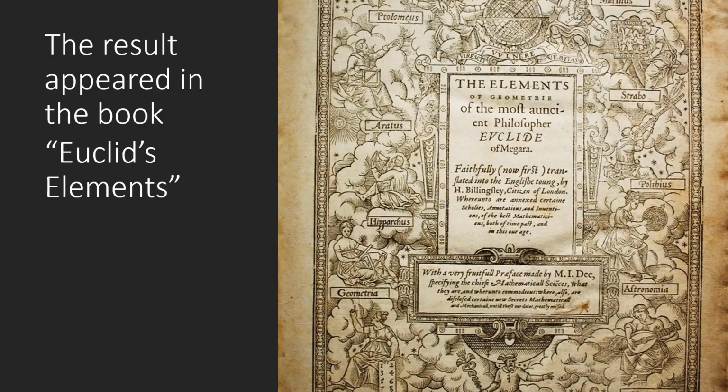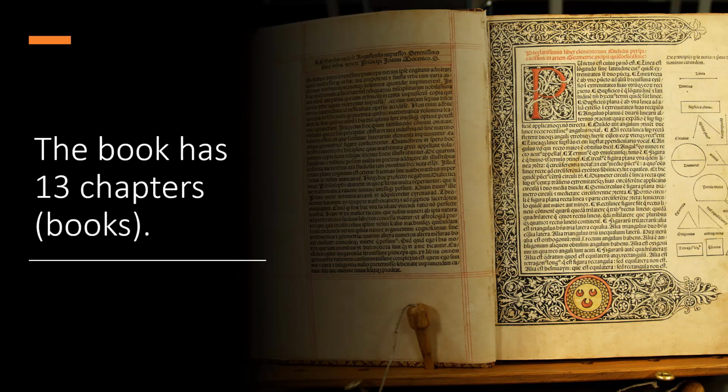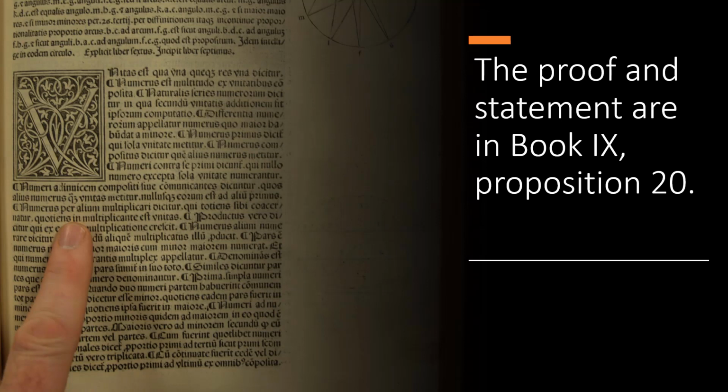So the result of Euclid's theorem appears in the book called Euclid's Elements, and that picture that you see right there is from an actual book from the 1400s, which is, of course, a reprint of that original book, which was written in Greek. The original book where the theorem came from has 13 chapters, which they call books, so they say book 1, book 2, and so on. And the proof of the statement is in book 9, proposition 20.